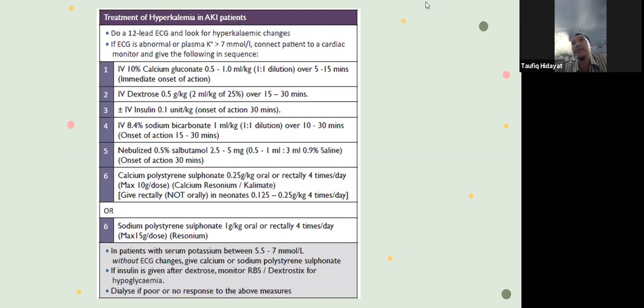You cannot do the same thing to all patients. Maybe this patient you only need nebulization. Another patient you need to give all. Another patient maybe you only need calcium gluconate with nebulization. It depends. It will be case to case basis.